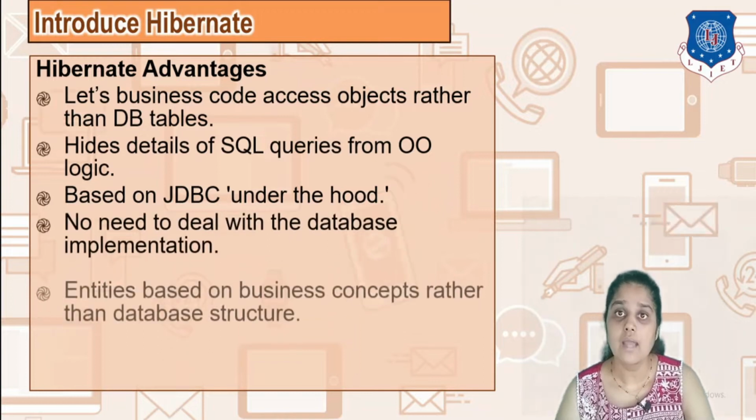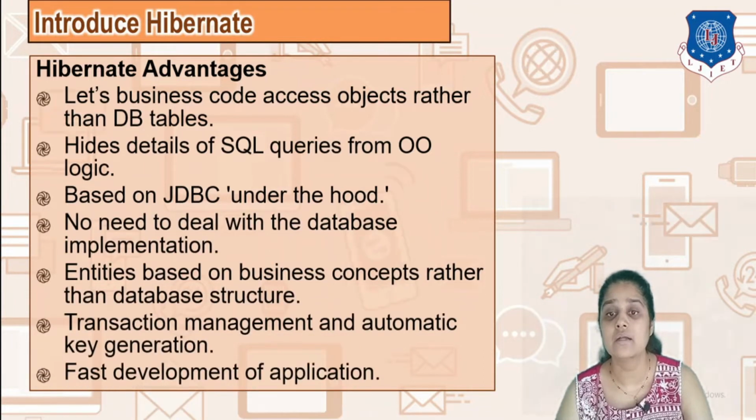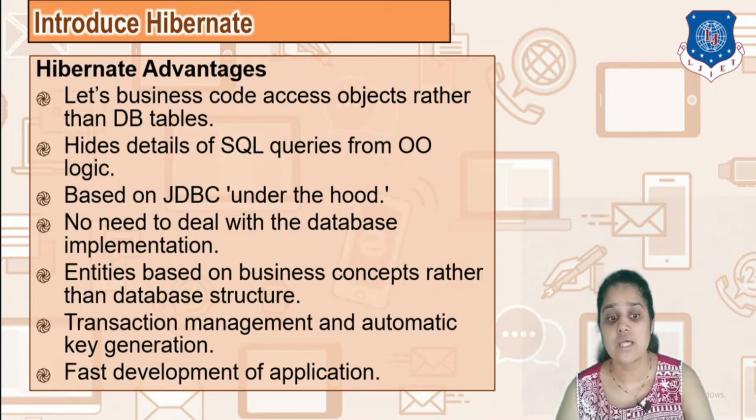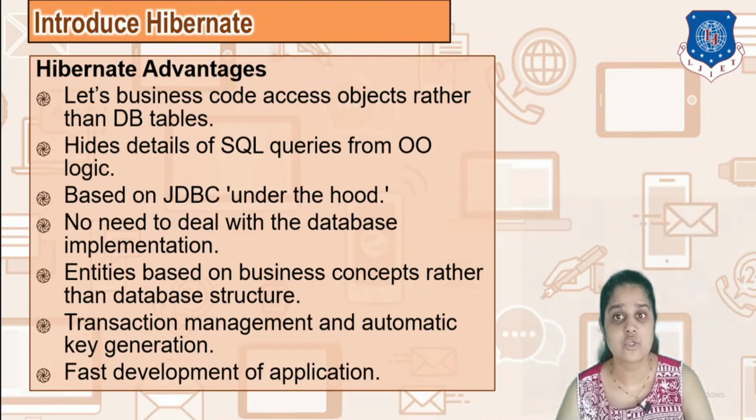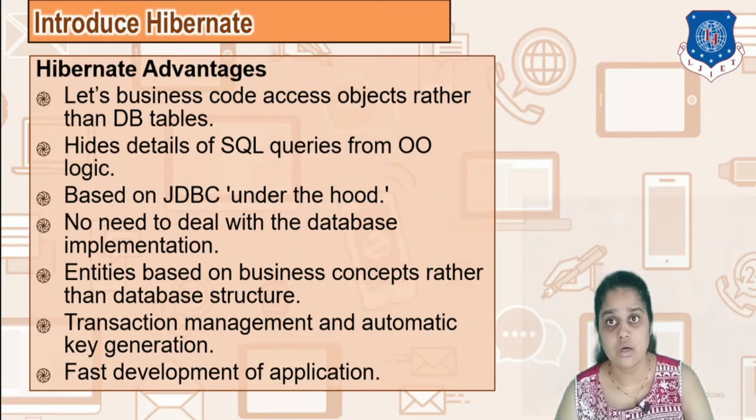Hibernate keeps your business code and things separate, and it helps you map the objects to the database tables. As I told you, the ORM feature maps your Java class to your database. Next, it hides the details of SQL queries from object oriented logic. So you don't have to write your SQL queries, it is totally hidden. You don't have to worry about your SQL queries. Even if you don't know JDBC queries or SQL queries, you can still work using Hibernate.